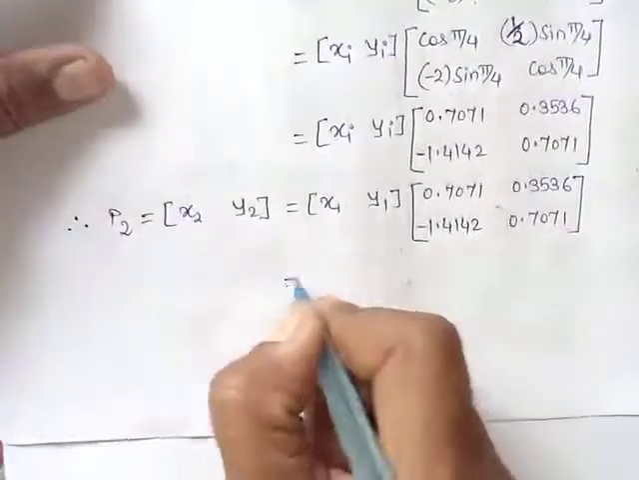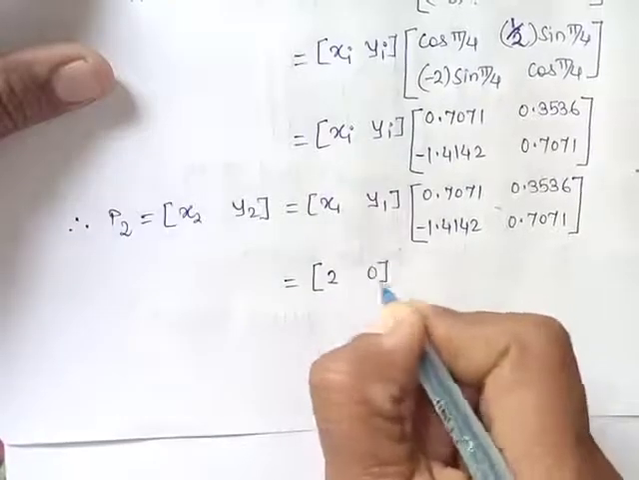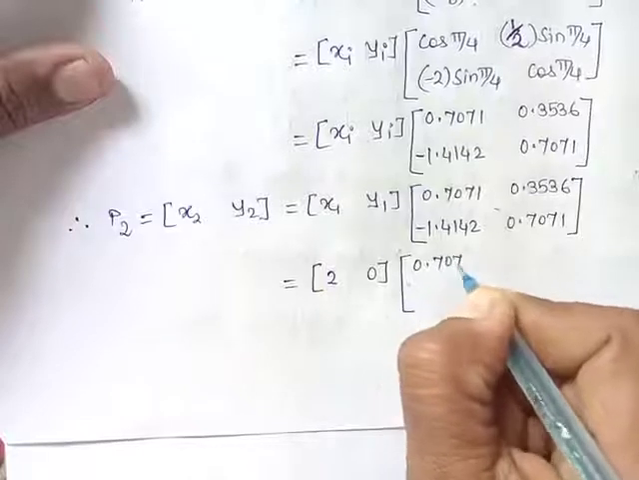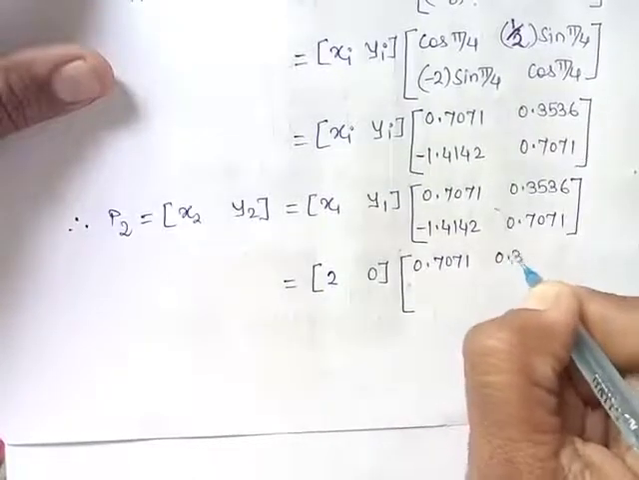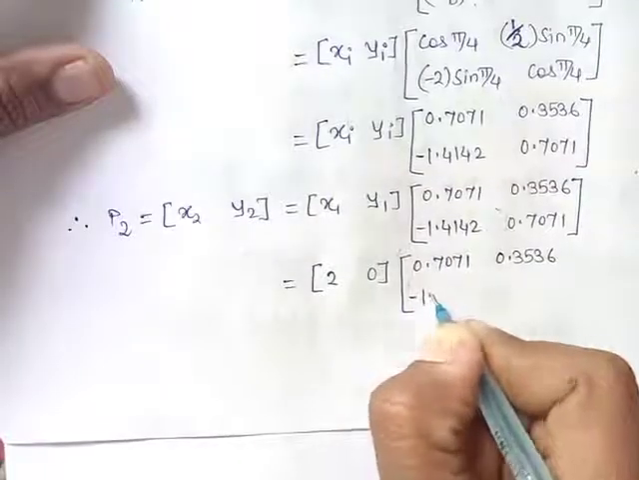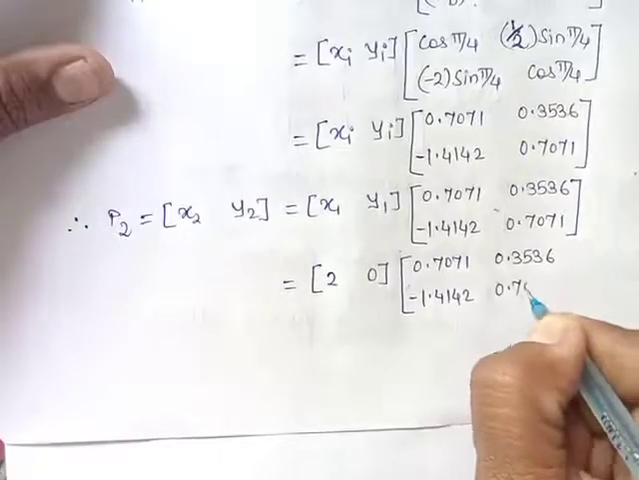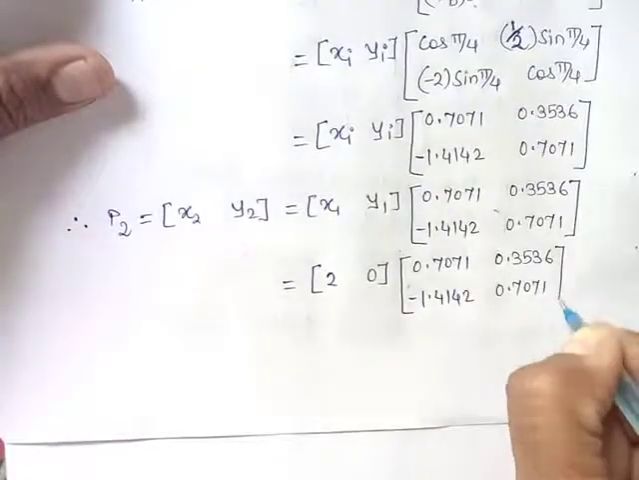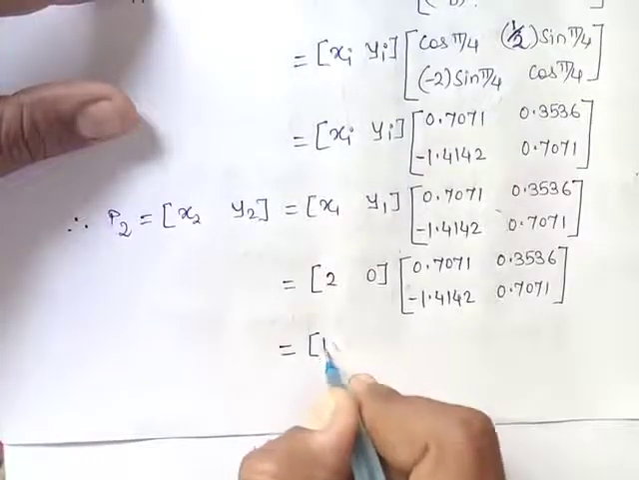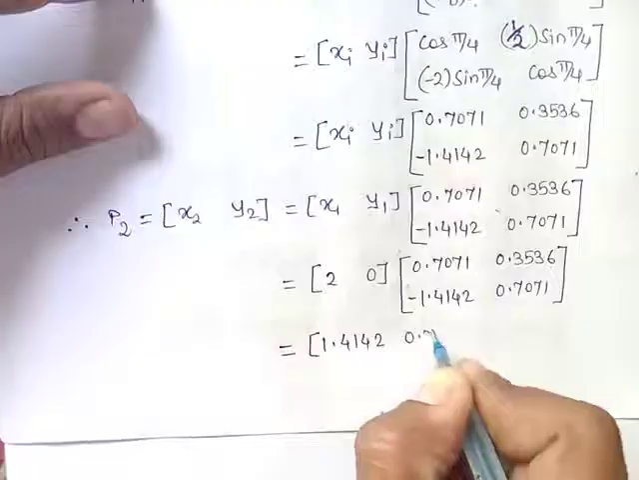So what is x1 y1? It is 2, 0. Here the matrix is 0.7071, 0.3536, minus 1.4142, 0.7071. Okay, so this will be 1.4142, 0.7072.